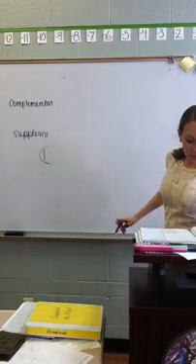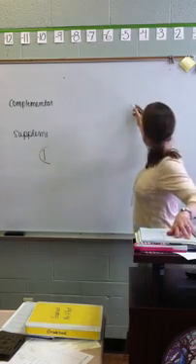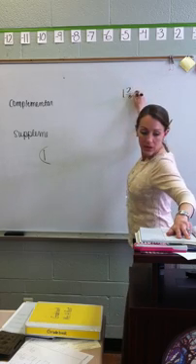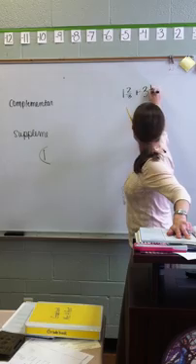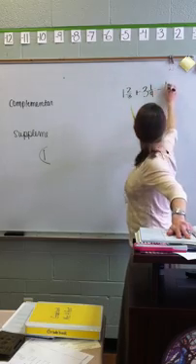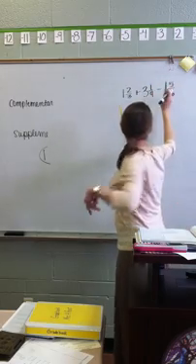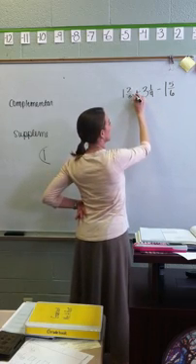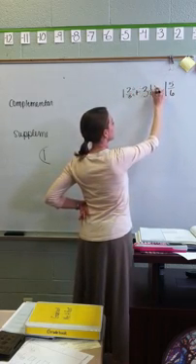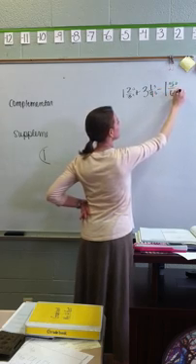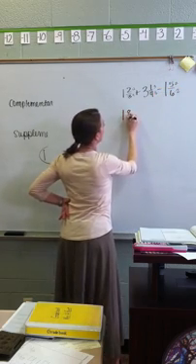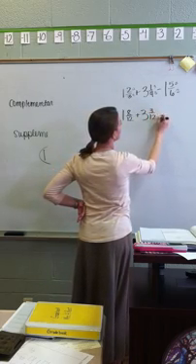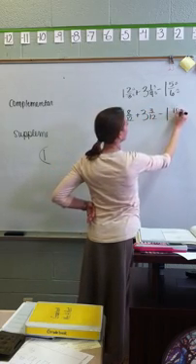So what is it? 1 2/3 plus 3 1/4 minus 1 5/6. All right, let's get a common denominator. What is it? 12. Times 4, times 3, times 2. So I have 1 8/12 plus 3 3/12 minus 1 10/12.